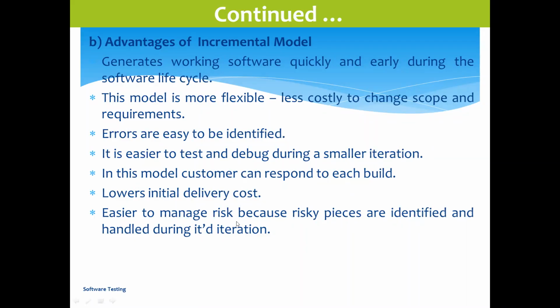And it is easier to manage risk because risky pieces are identified and handled during the continued iterations. If any risk is there, it can be captured from the start, and we can decide in which build to take that risk, whether the first, middle, ending, second or fourth, and it will be implemented in that build. That's why we will not get risk at the end moment. At the end moment we get complex situations, but if we handle it at the start, the risk will not come. We can avoid that risk.